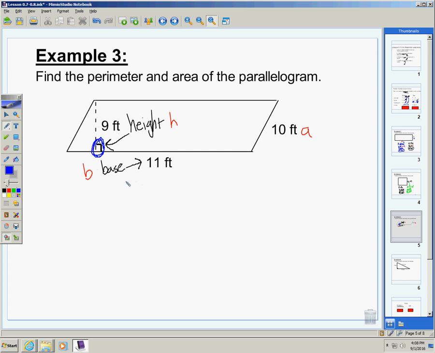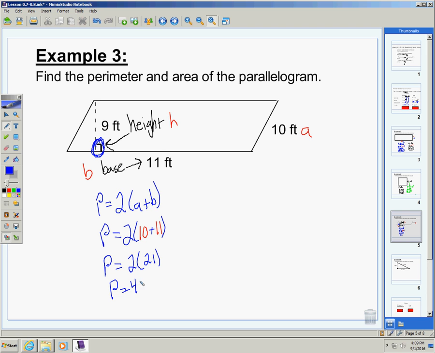Now that I've identified A, B, and H, now I can just use my formulas. Perimeter is 2 times the quantity of A plus B, so I just plug in for A and B. Well, A is 10 feet, so I'm going to plug in 10. B is 11 feet, so I'm going to plug in 11. And now I just evaluate this expression. 2 times 10 plus 11 is 21. So I get perimeter equals 2 times 21, which is 42.